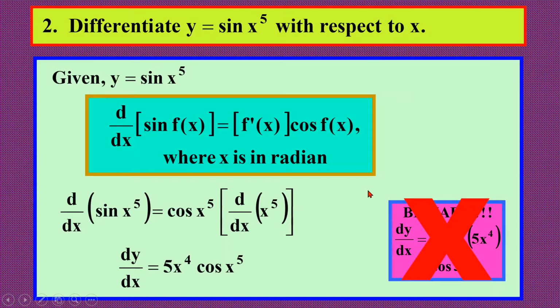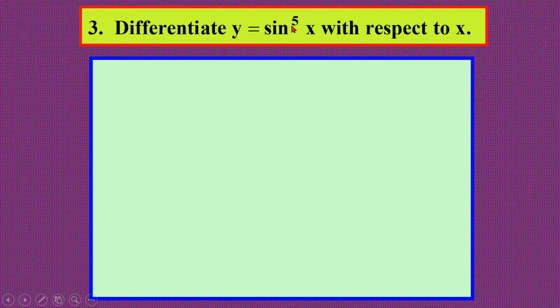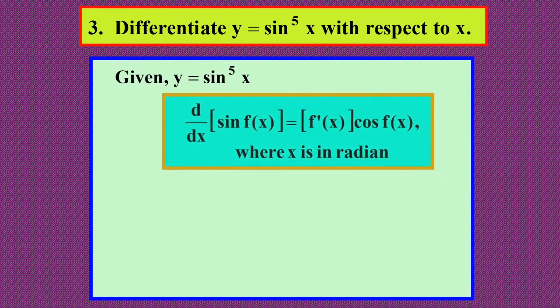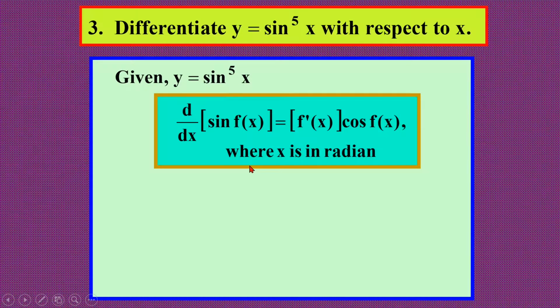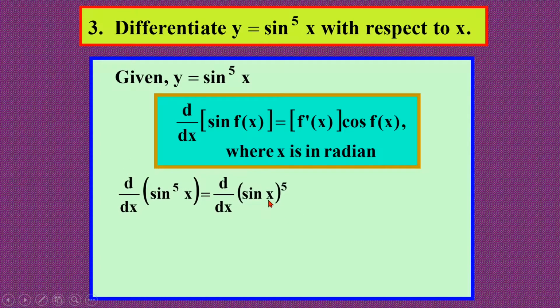Okay, now let's look at the third question. In the third question, I move the 5 as the power of the sine. So I have sine x to the power of 5. Notice that the 5 given is actually for your sine x. So we are going to deal with this as if we are doing a composite function. If you have not seen the video on composite function, I will link it in the description box below. Please click on it and watch it later.